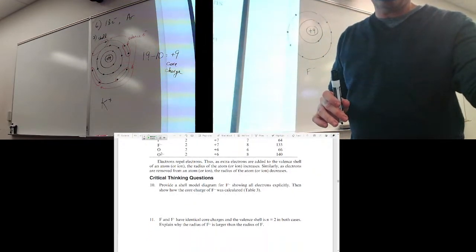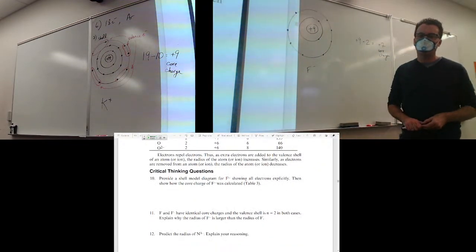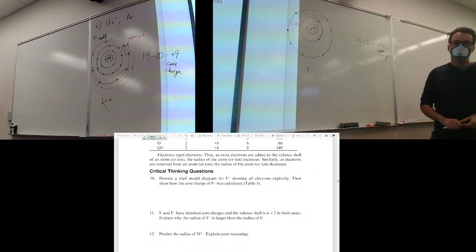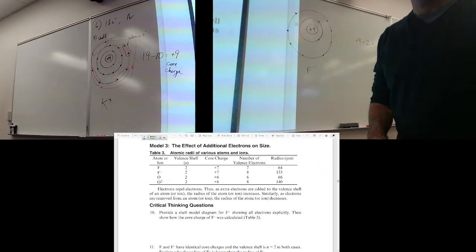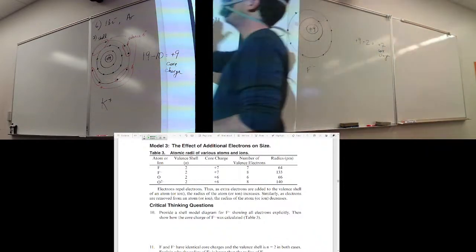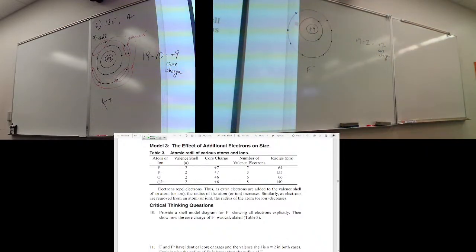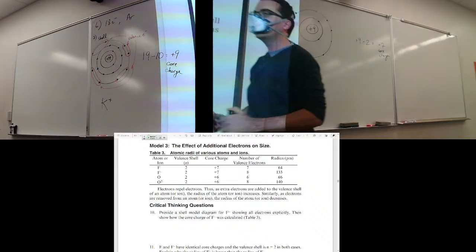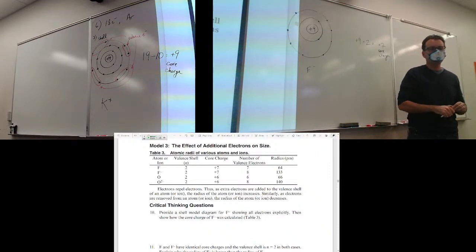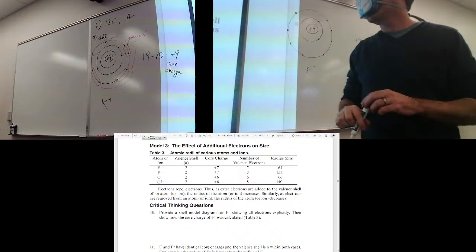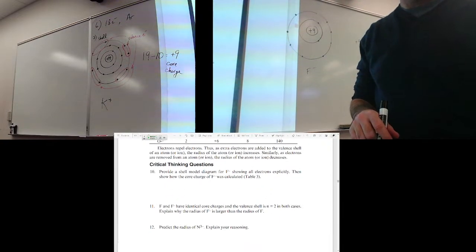So F and F minus have identical core charges, and the valence shell is n equal to 2 in both cases. Explain why the radius of F minus is larger than the radius of F. Okay, well, we already know this one. If they have the same core charge, the valence shell is the same, everything is the same except F minus has an extra electron. Well, why is it bigger? It's the extra electron-electron repulsion. That's the only reason why it's bigger. So electron-electron repulsion is the reasoning.